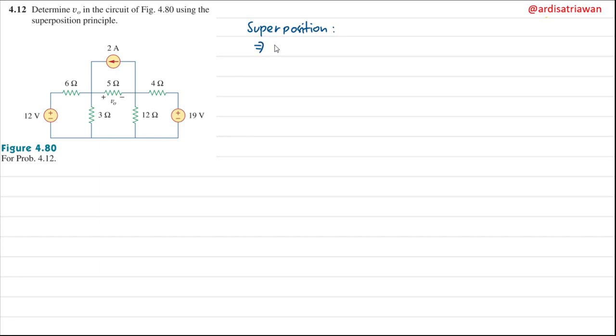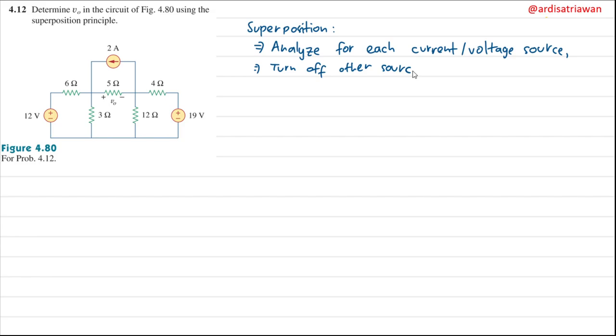So we analyze for each current or voltage source. And while we analyze for one current or voltage source, another source must be turned off. Okay, off other sources. Turning off other sources means that for a voltage source, we replace it with a short circuit, and then for a current source, we replace it with an open circuit.